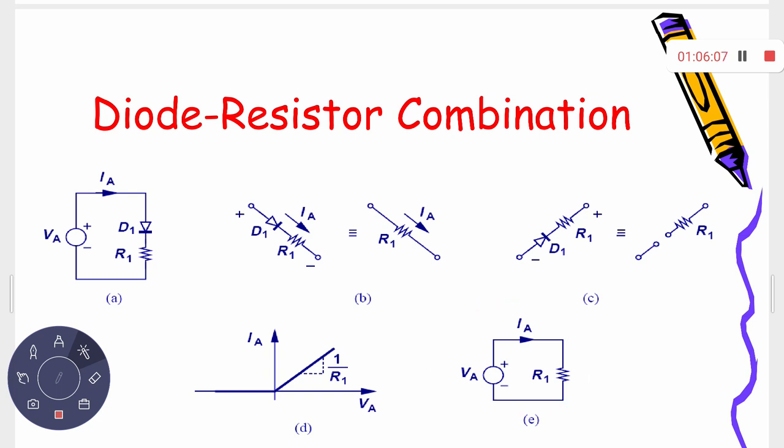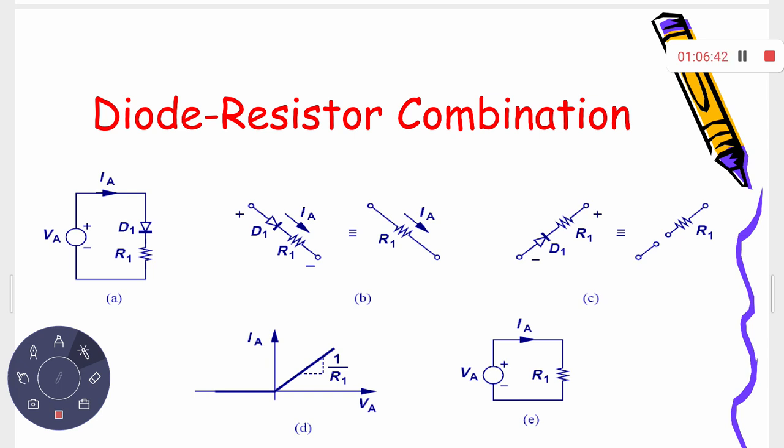So now the circuit reduces to this one, figure E, when the diode is on. Then the circuit reduces to this one only, right? Yes, sir. And when the diode is on, that is when V is greater than 0, because it is an ideal diode, what will be the relation between this VA and IA? Simple Ohm's law. VA is equal to R1 times IA. So it's nothing but a straight line with a constant slope. What is that slope? That slope is 1 upon R1.